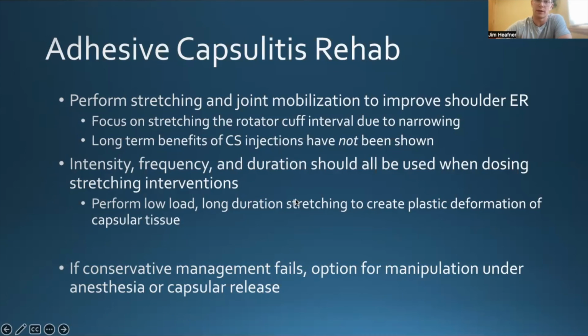Other bullet points on the rehab of this: performing stretching and joint mobilizations to improve shoulder external rotation has been effective. And then we need to be considering the intensity, frequency, and duration. Those should all be used when dosing our stretching interventions. We talked about high, middle, and low irritability, so greater than 7 out of 10, 3 to 7, or less than 3 out of 10 on their pain scale. We need to use that pain scale to determine how aggressively to stretch someone.